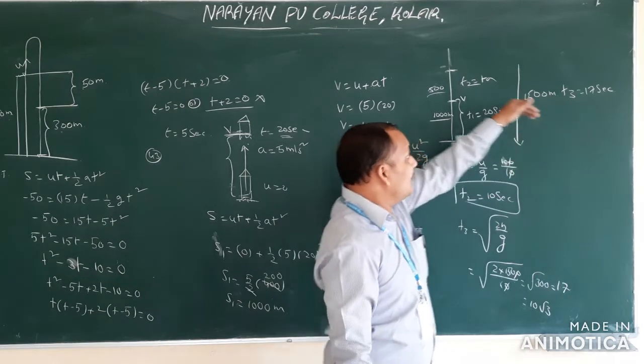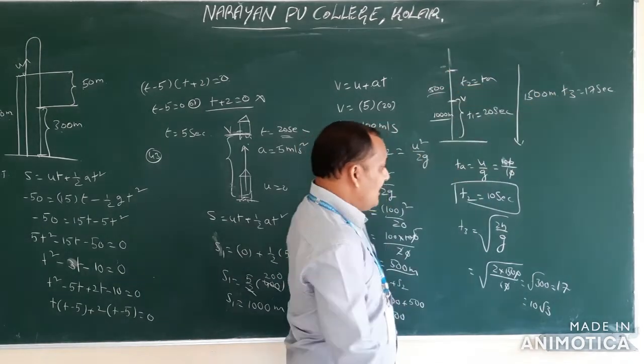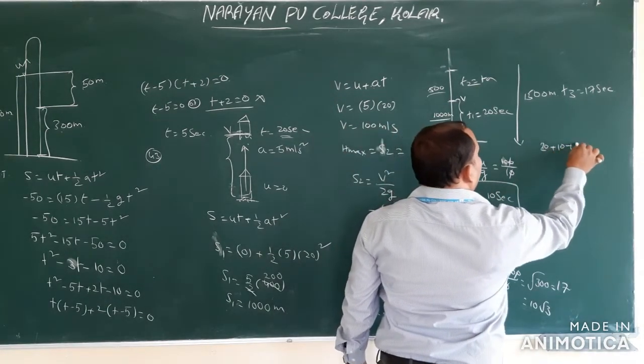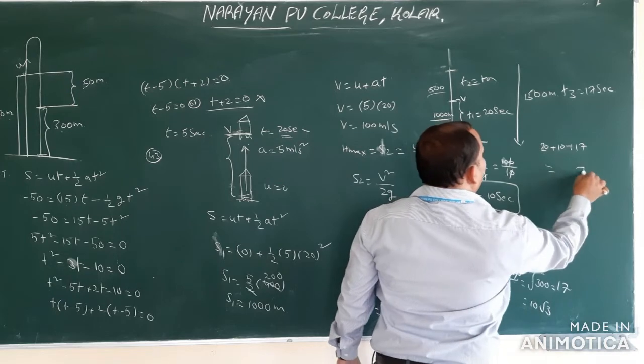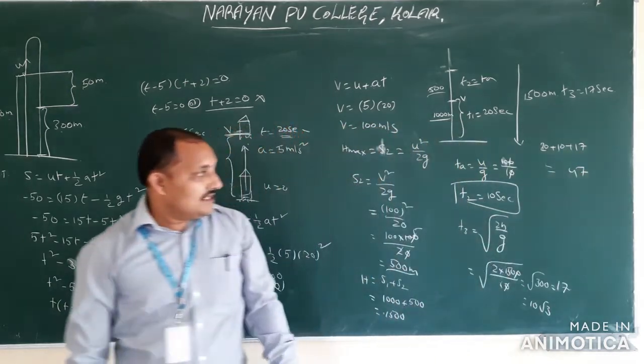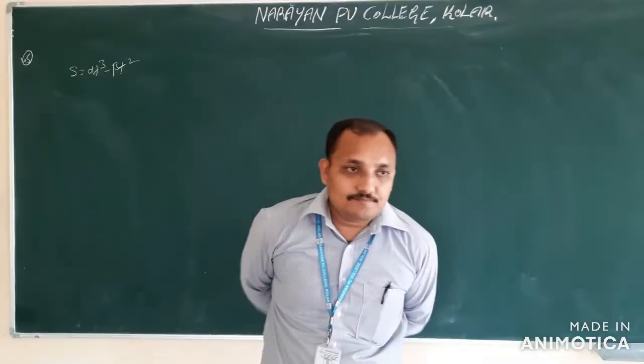Now t1 is 20, t2 is 10, t3 is 17. Add all of these: 20 plus 10 plus 17. So this is the answer, 47 seconds. Okay? 47 seconds is the answer.